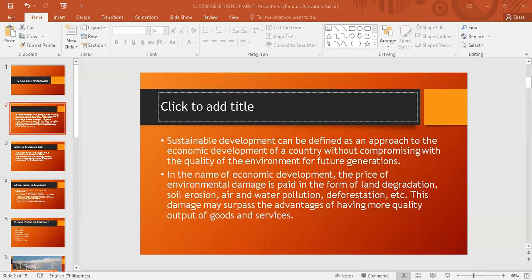Now, there are 4 dimensions ng sustainable development: the society, the entire population that is living in a particular community or in the world, the environment kung saan tayo nagre-reside, yung mga environmental factors, no? The culture and the economy. So these 4 dimensions are intertwined, no?